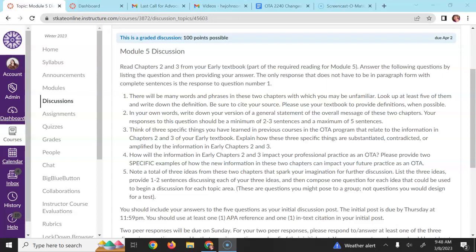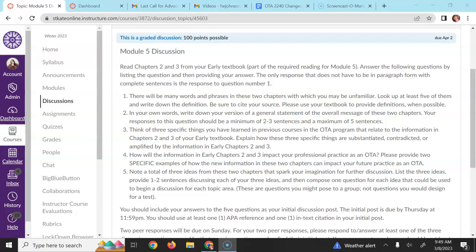Then number 4 is, how will the information in these 2 chapters impact your professional practice? You notice here it says, please provide 2 specific examples of how the new information in these 2 chapters can impact your future practice as an OTA. If you say something like, it'll give me models of practice and theories to guide my treatments, that's not specific. I want you to give me specific responses, 2 of them, for that question.